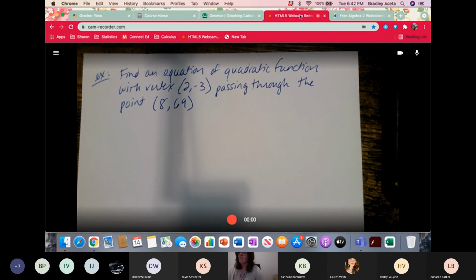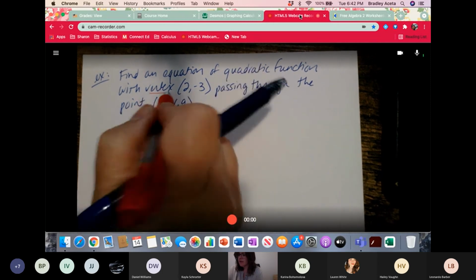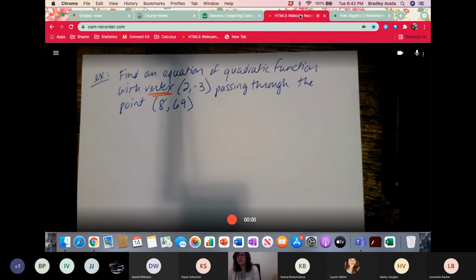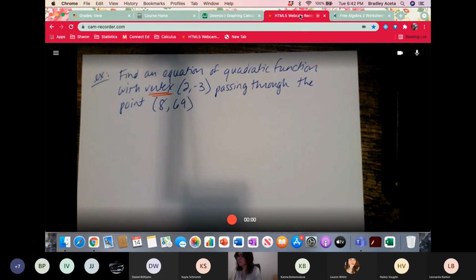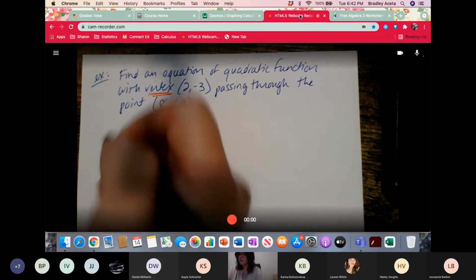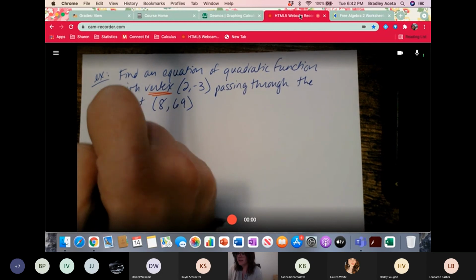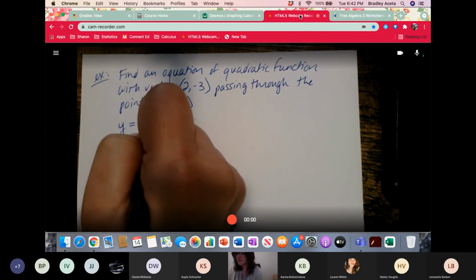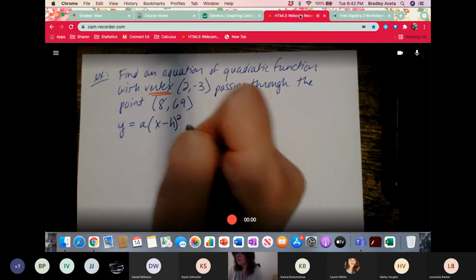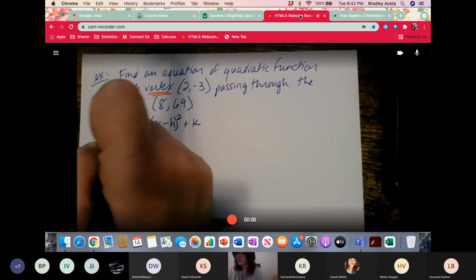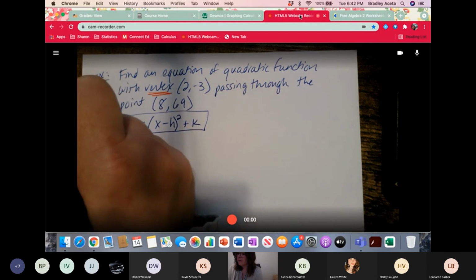Oof. So here's what you do. Since they gave us a vertex, I'm going to use the vertex formula. Vertex formula, remember, is, sorry for all the shaking, my dog is under the table, like pushing it. Y equals a times x minus h squared, plus k. Okay, there's your vertex form.